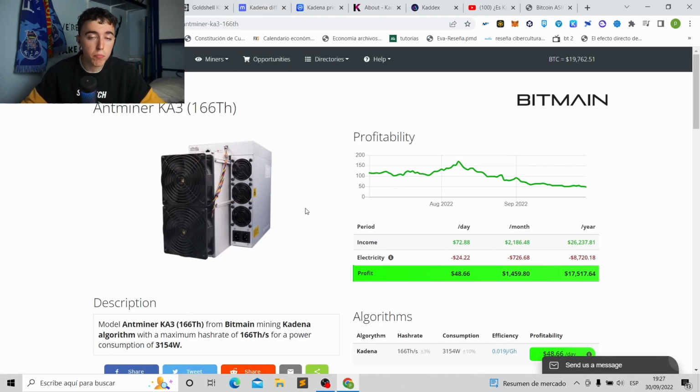Yes, it's very cheap, but probably won't be that profitable in the future. The profitability always ends up dying. In my opinion, I think it will end up in a ROI, return on investment, of around maybe a year and a half, something like that. I think it is still very attractive because in the beginning it's going to be very profitable, but we will have to see.